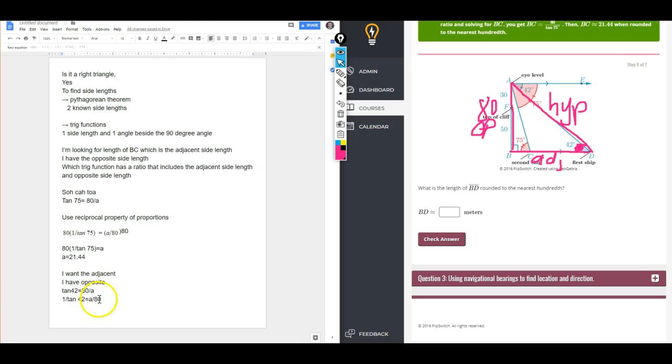So again, since A is divided by 80, in order to move it to the other side, we're going to use our multiplication property and multiply both sides by 80. So A divided by 80 times 80, these would reduce down to a 1. And so then we would be left with 80 times 1 divided by tangent of 42 degrees is equal to A. So I did the exact same process we did for the first section right here.